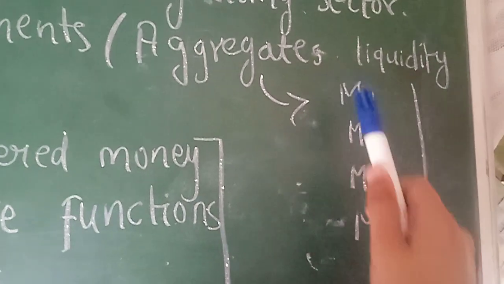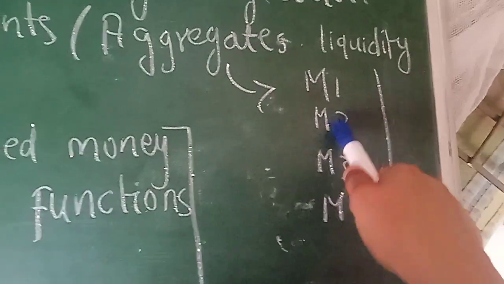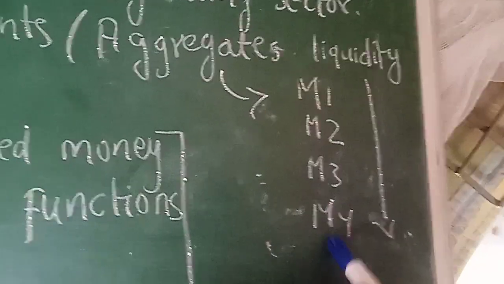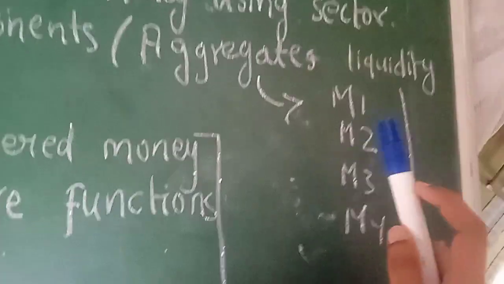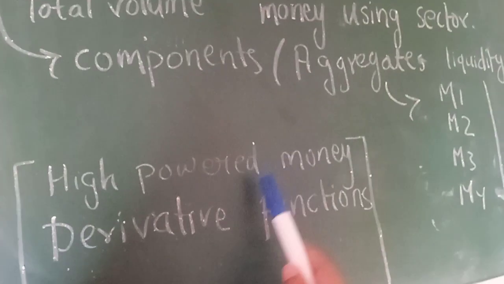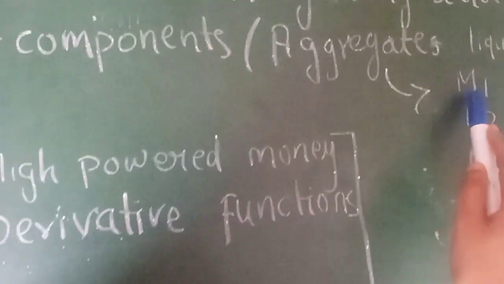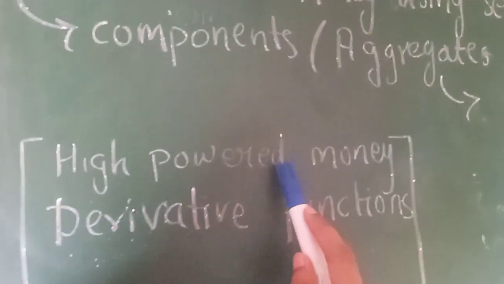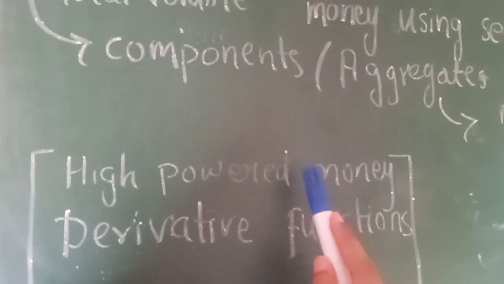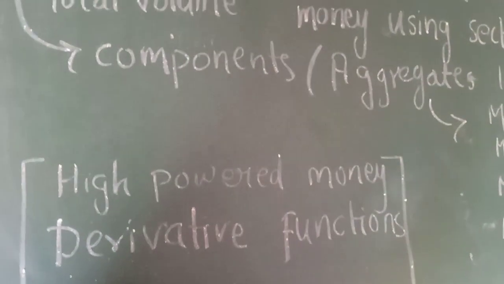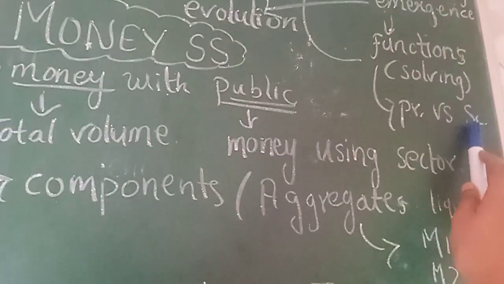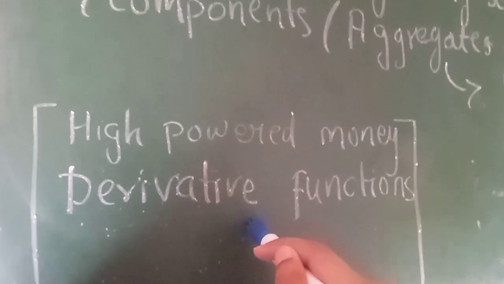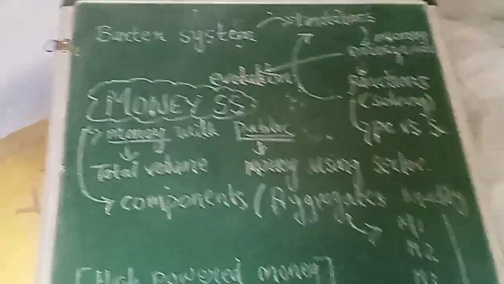M1 is called narrow money and M3 is called broad money; not the others. Now when you study the whole chapter, you will see that M1 is called reserve money or high powered money. So you will have to know why it is called high powered money and what the derivative functions are. Derivative functions are nothing but the secondary functions, but why are they called derivative functions? So that is the whole chapter.